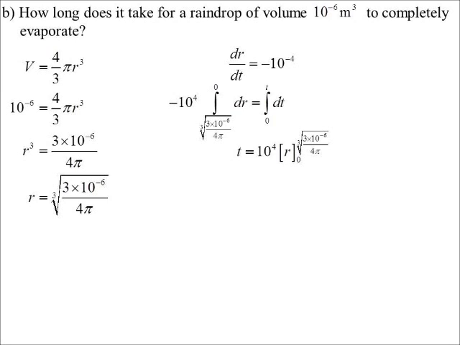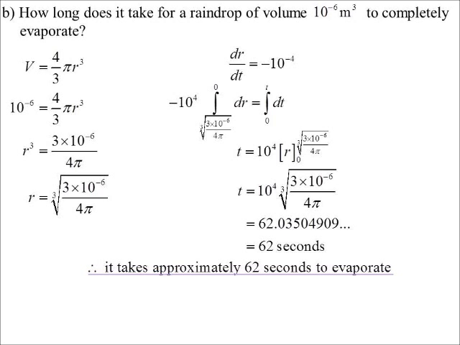Oh, you'll notice another thing I did there to save time. Notice how I haven't got negative anymore. And you remember with integration I said you can change the sign if you swap the limits round. So to make it a positive amount, I swap the limits round so the cube root is on the top now and 0 is on the bottom. So we've ended up with 10 to the power of 4 times the cube root of 3 times 10 to the negative 6 all over 4 pi.